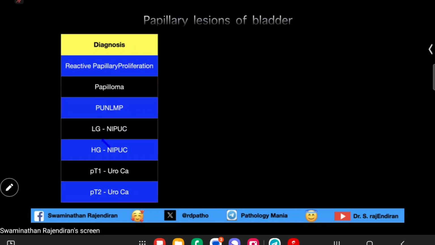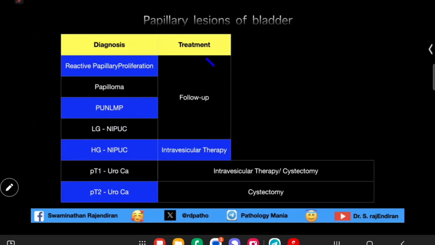So why do we have to know the papillary lesions? As I told you, it's a reactive papilloma, PUNLMP, low grade, high grade, non-invasive, then invasive. In the invasive, it's only lamina propria, which is known as pT1a, muscle invasion, pT2. The treatment, it's only follow-up for low-grade non-invasive papillary urothelial carcinoma. Whereas when it becomes high grade, we have to go for intravesicular therapy.